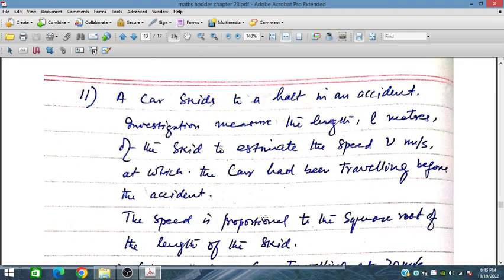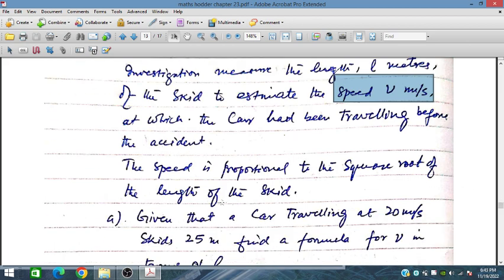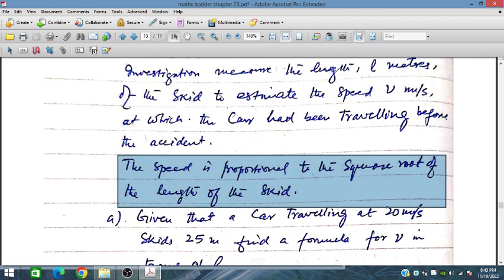A car, this is a very important problem. A car skids to a halt in an accident. Investigators measure the length L meters of the skid to estimate the speed. So what was the speed of the car? It has to be assessed, at which the car had been traveling before the accident. The speed is proportional to the square root of the length of the skid. This is the relationship which will be used here.